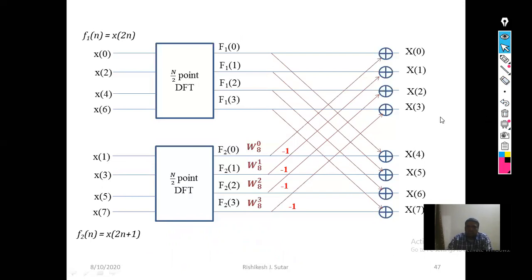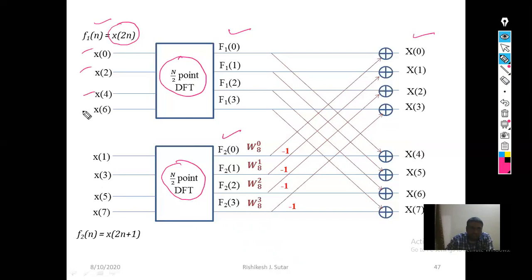So this is the first step of the butterfly diagram. You can see here you are going to find out x of k from f1 of k and f2 of k, and f1 of k and f2 of k are the n by 2 point DFTs, that is 4 point DFTs. And f1 of k is the DFT of f1 of n. And what is f1 of n? f1 of n is made of the even samples, that is x of 0, x of 2, x of 4, x of 6.